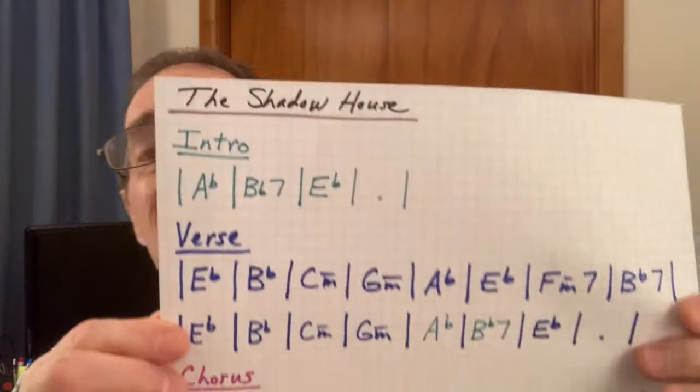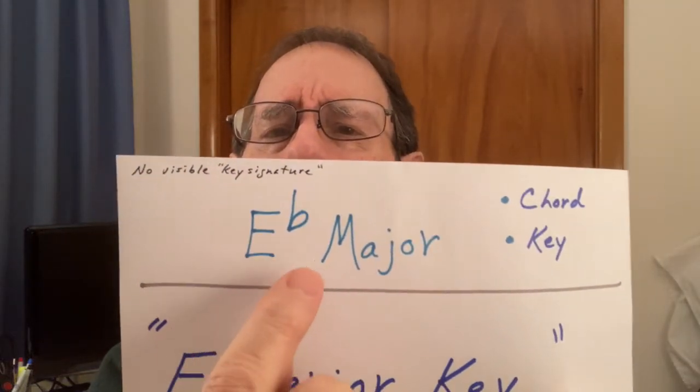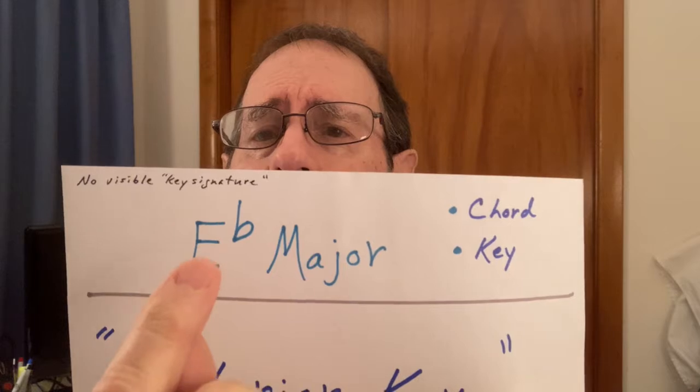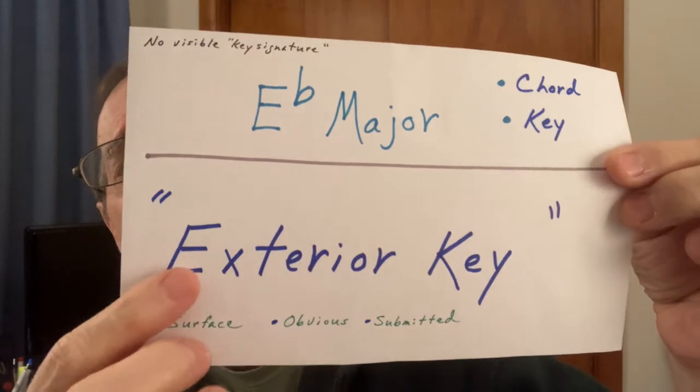So I showed you this list of chords, and I played them, right? And I determined, by looking at those chords, without looking at a piece of music with a key signature, without looking at notated music, just looking at the chords, that we had an E flat major chord and an E flat major key, okay? And I refer to that in my mind, in my warped mind, as the exterior key. It's a key that's on the surface, it's obvious. It's the key that's submitted to you through the nature of the song itself, okay?